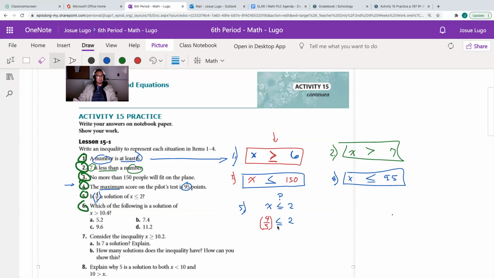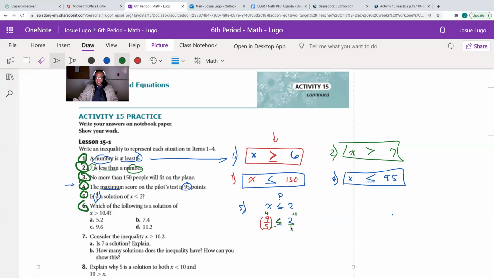Well, let's try it out. There's a couple ways of doing this. I think the most obvious way is that we can make the 2 into a fraction and just compare the fractions using the butterfly method. 5 times 2 is 10. 1 times 4 is 4. We can see that 10 is indeed greater than 4.